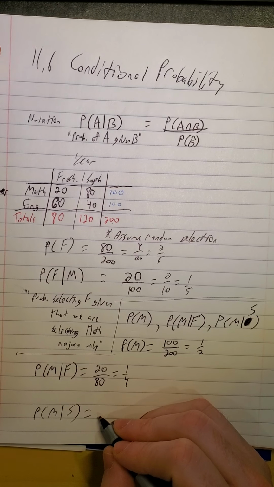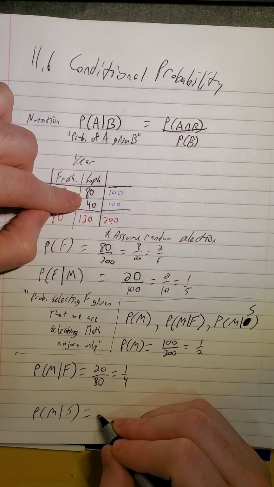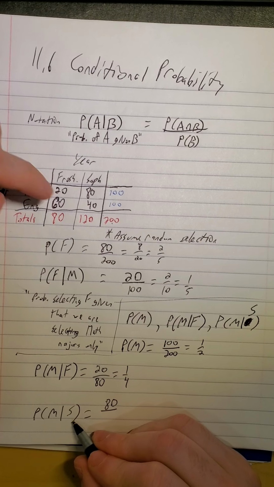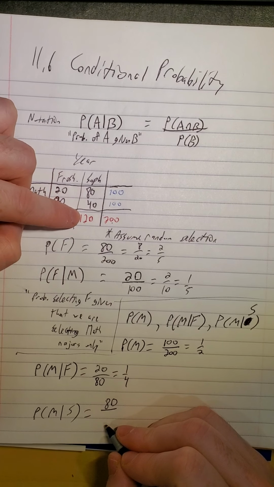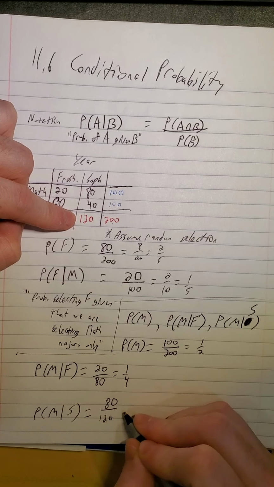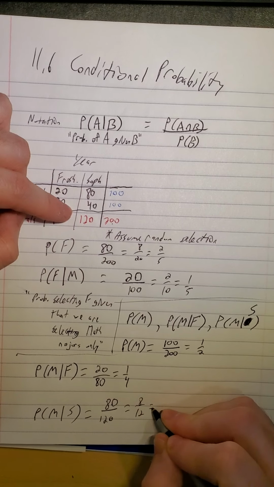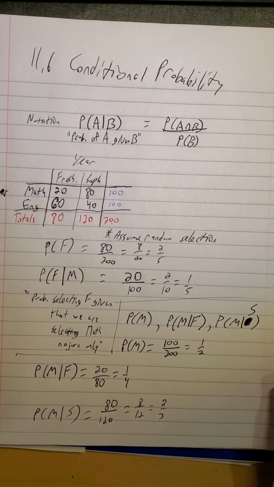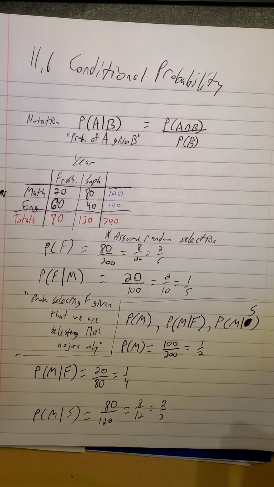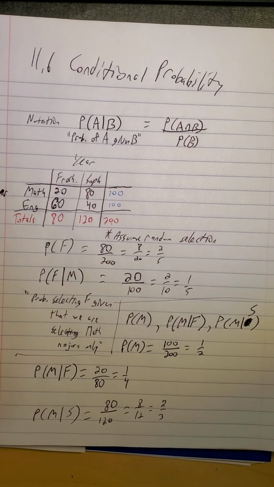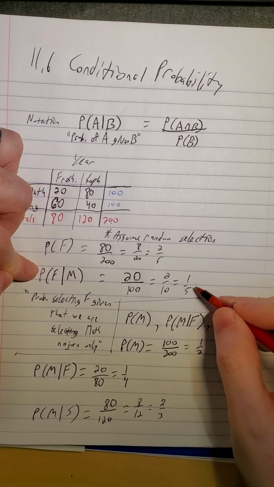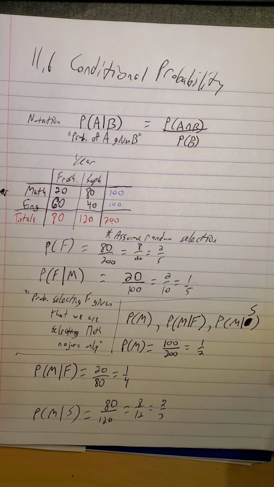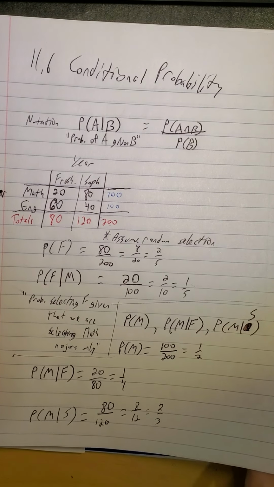Welcome back. So math majors that are sophomores, we have 80 out of the number of sophomores. Sophomores, we had 120. So 8/12, both divisible by 4. So 2/3. One thing I wanted to point out, F given M and M given F, two different values. Remember, this is not a commutative operation. The order does matter to us.